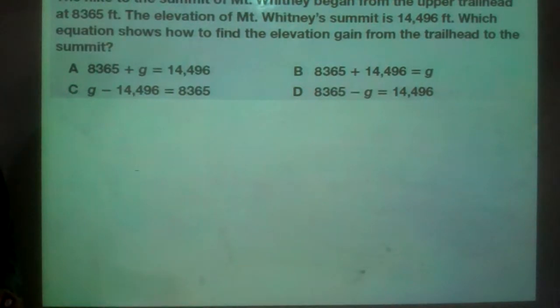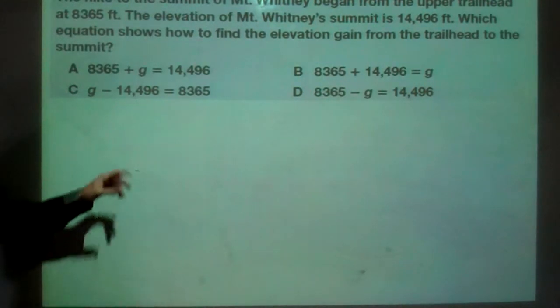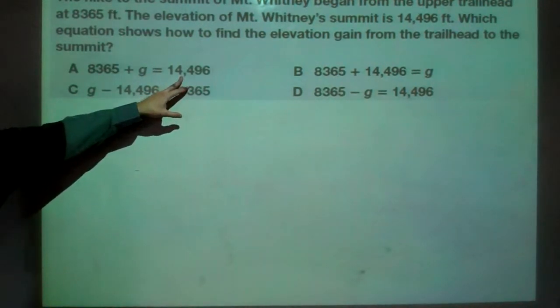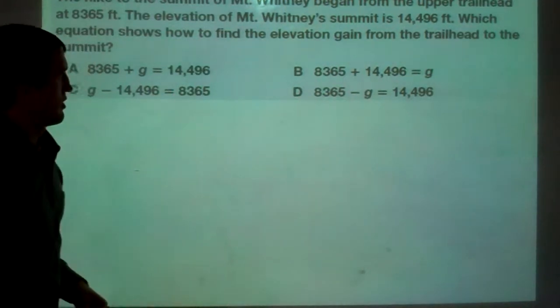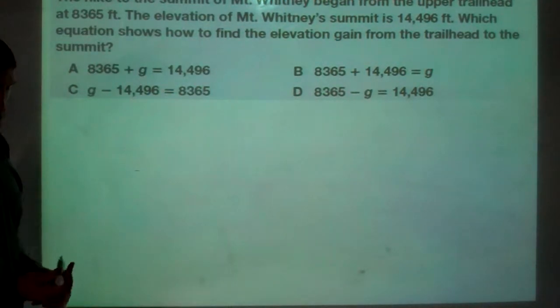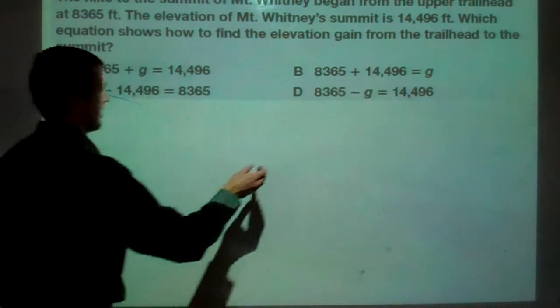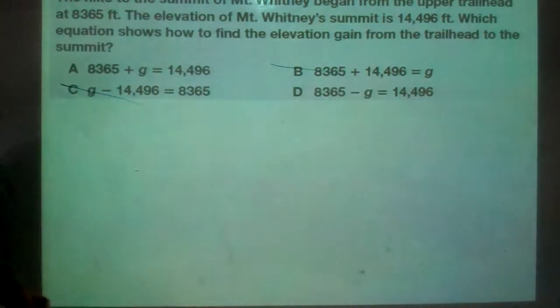Well, that means we're looking for our gain, which will be G. Now, which one of these shows that? Well, our total is 14,496 feet. So we need that to be in our total. That needs to be on the right side of the equation. That eliminates C, it eliminates B. Now, which one of these is going to give us the right answer?